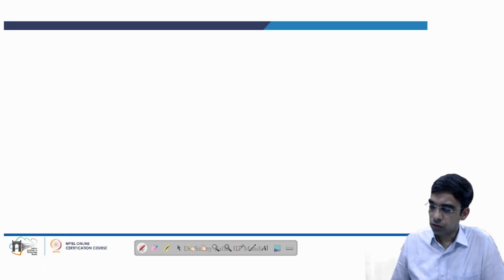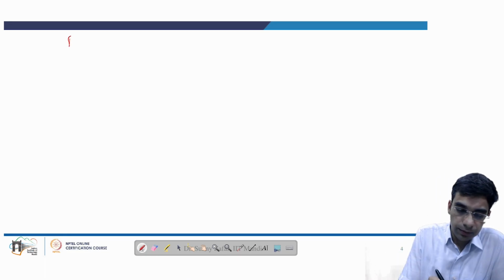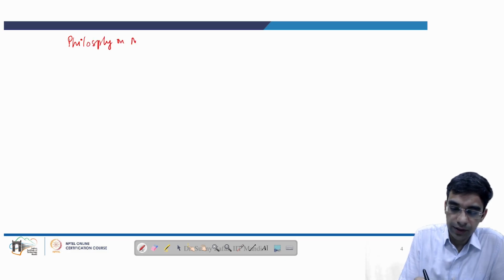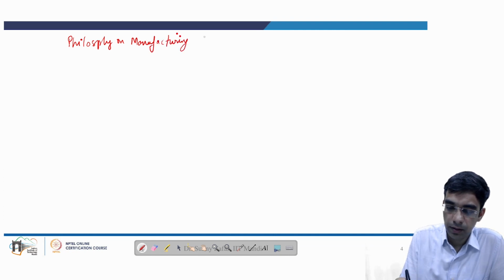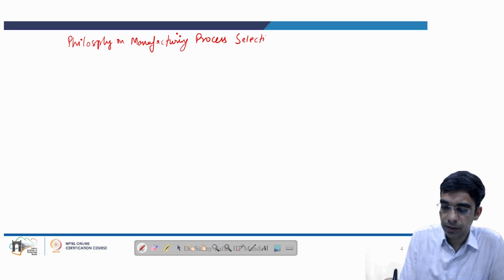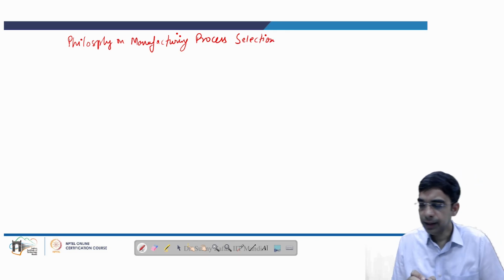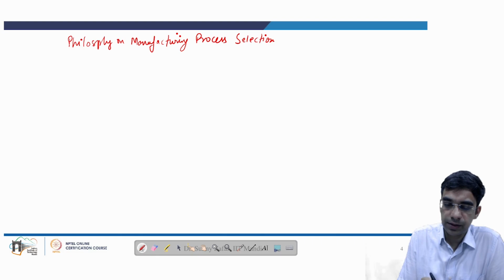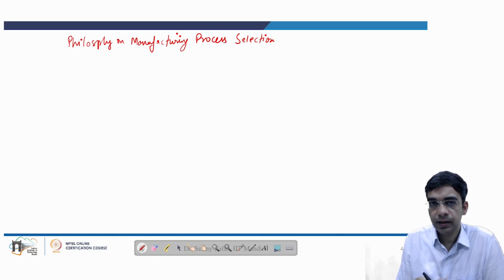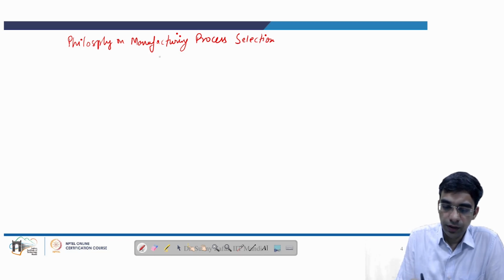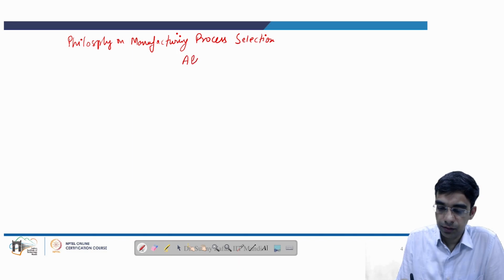Next, we would like to also look at the philosophy on manufacturing process selection. So manufacturing process selection is also important because once material is selected, on what basis do we select the manufacturing process? We have highlighted some of the basics of the manufacturing process in the previous lesson. So we know now what all the manufacturing processes are.